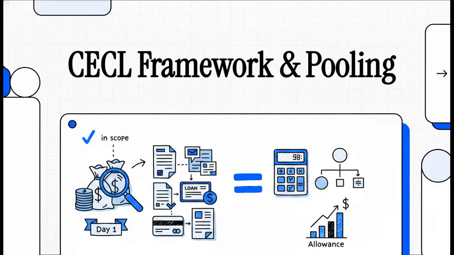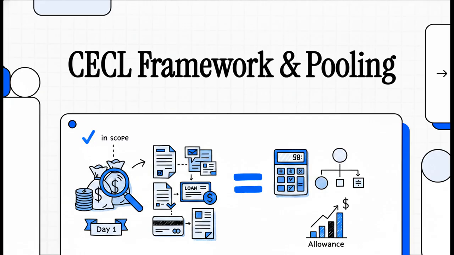So, in our previous session, we nailed down something absolutely crucial. We learned exactly how to identify which financial assets are actually in scope for CECL, including those tricky off-balance sheet exposures. We also locked in that vital day one recognition rule, the one that says we have to record an allowance as a contra asset the literal moment an in-scope asset hits the books.